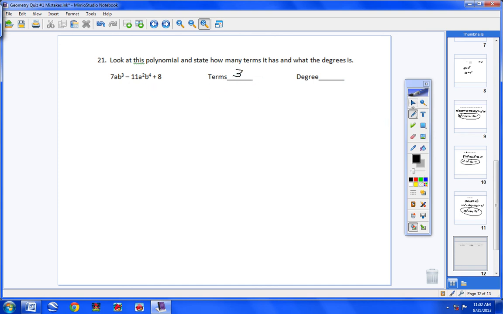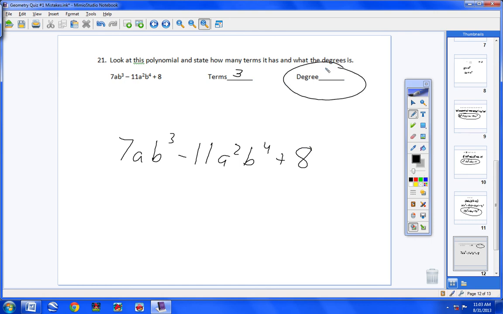Now, the degree is where it gets a little tricky. Okay, I'm going to write this really big. 7ab cubed minus 11a squared b to the fourth plus 8. Now, whenever you're looking at the degree, do not look at the powers of the numbers, the coefficients. I don't care what the power of the 7 is. I don't care what the power of the 11 is. I don't care what the power of the 8 is. You're looking at the variables, the letters. And if you look right here, the b has a power of 3 and the a has a power of 1. So you add those two together, and for this term right here, the degree would be a 4.